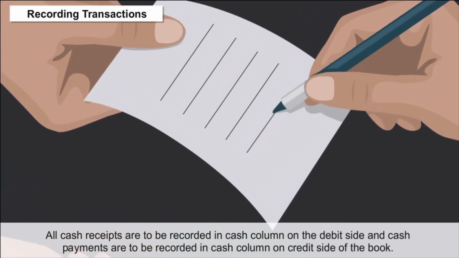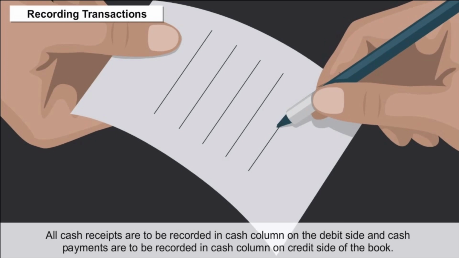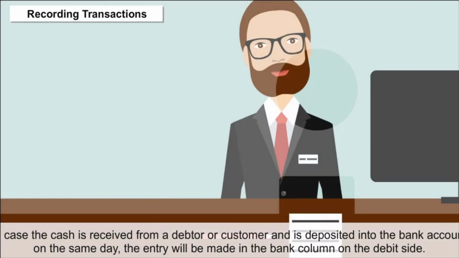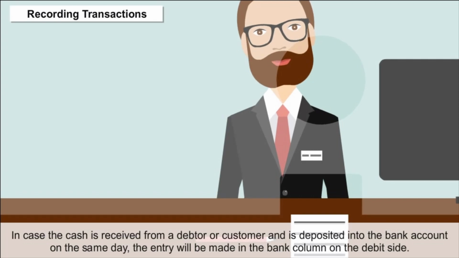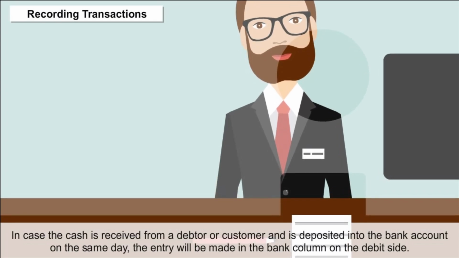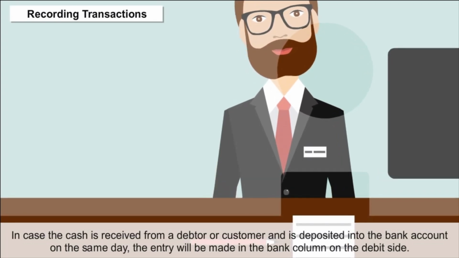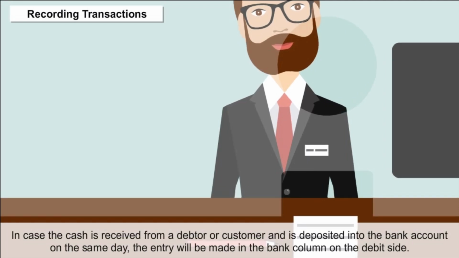All cash receipts are to be recorded in the cash column on the debit side, and cash payments are to be recorded in the cash column on the credit side of the book. In case the cash is received from a debtor or customer and is deposited into the bank account on the same day, the entry will be made in the bank column on the debit side.